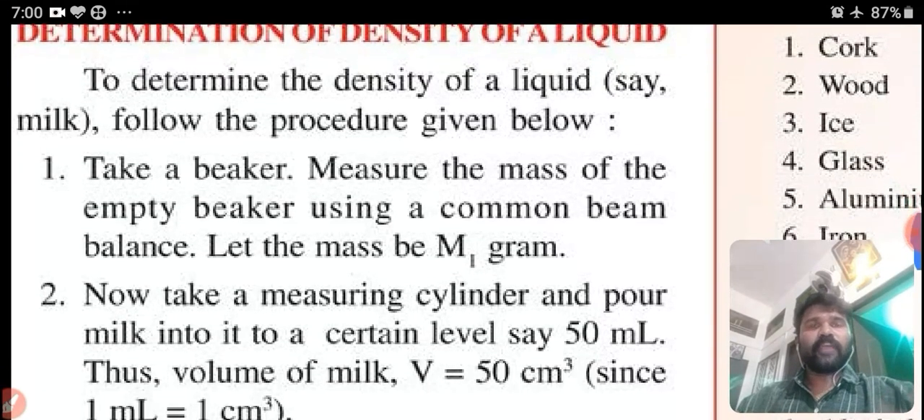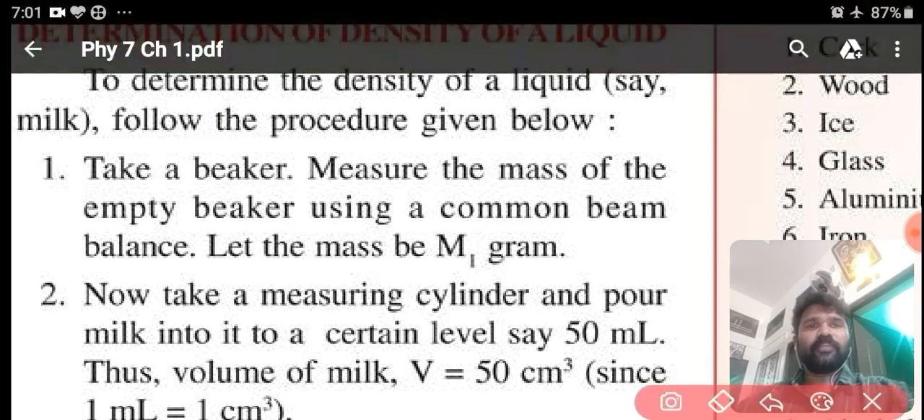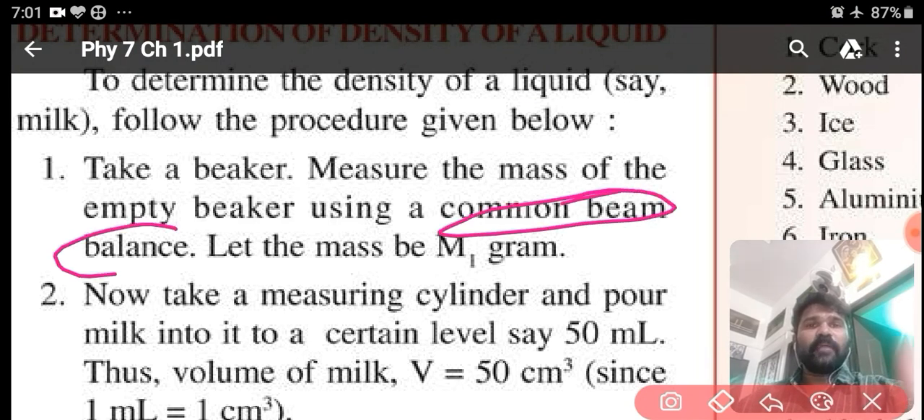Here also we have to take a beaker. Then measure the mass of the empty beaker. It is very simple to find the mass of the empty beaker by using the common balance. Here we use the apparatus common balance. Let the mass be m1 gram.